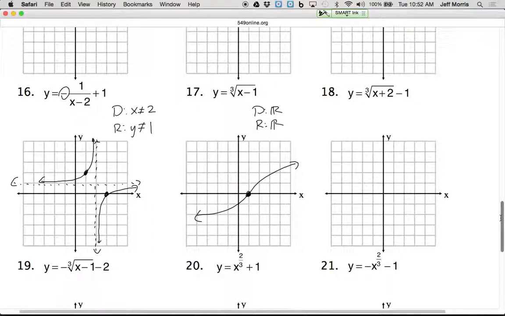What about number 18? Shift left 2, down 1. Lying down disco curve. All numbers. And then just domain and range are the same. Domain is all real numbers, range is all real numbers. Nice thing, unless you're dealing with an even root, a square root, or a fraction, or a log, the domain's always going to be all real numbers.